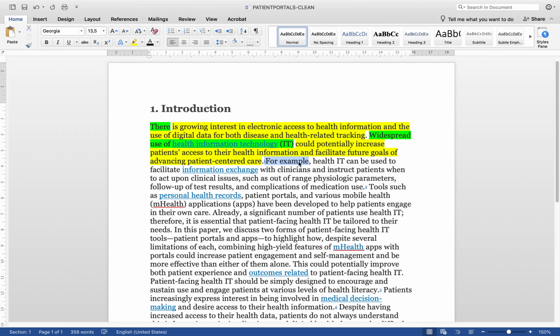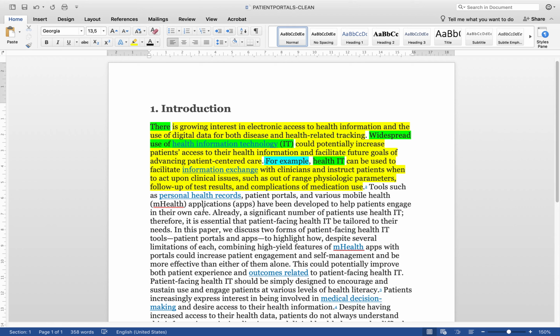Okay, third sentence. For example, is the orientation. Health IT is in this case the topic. Can be used to facilitate information exchange with clinicians and instruct patients when to act upon clinical issues, such as out-of-range physiologic parameters, follow-up test results, and complications of medical use. Here you can see a small problem already, because when you end a sentence with so many examples, then that's what's going to stick in the reader's head.